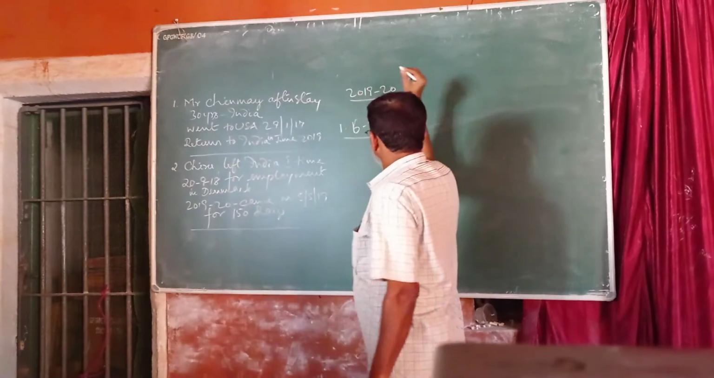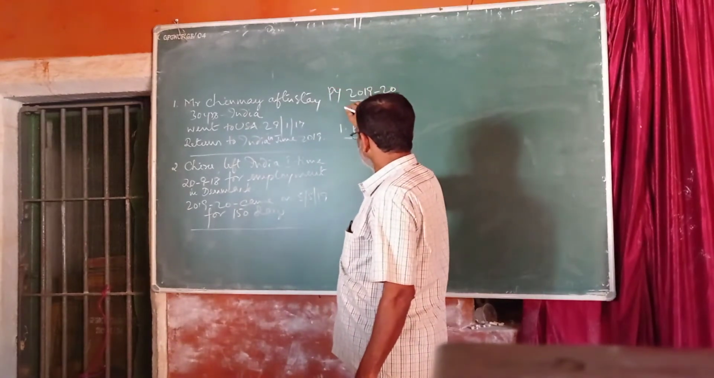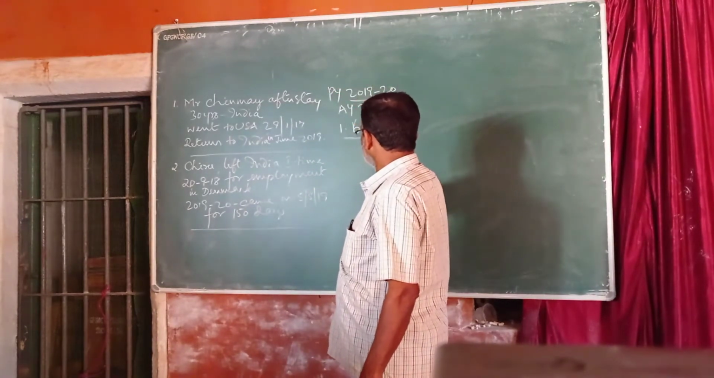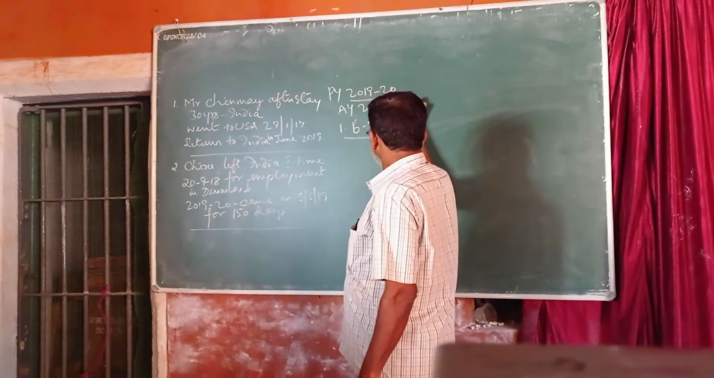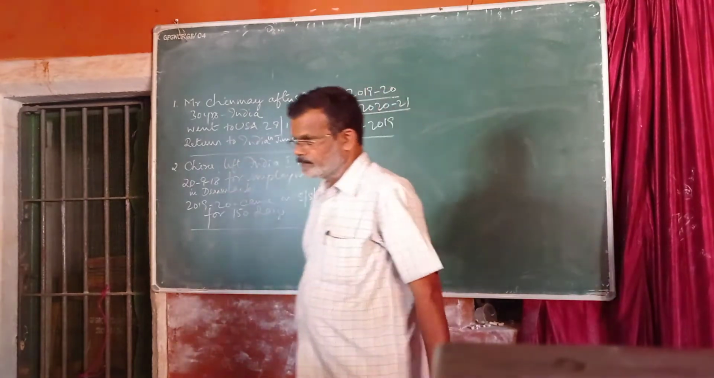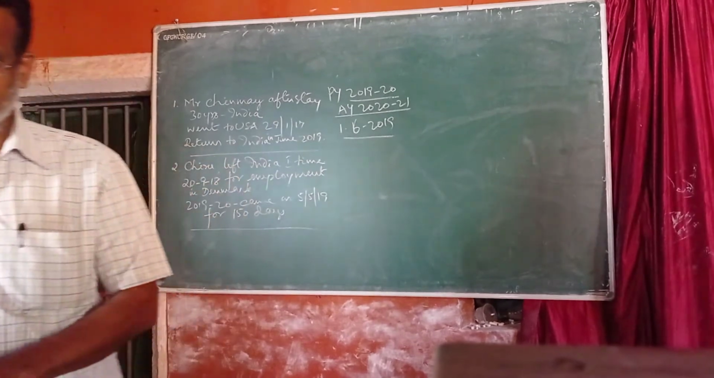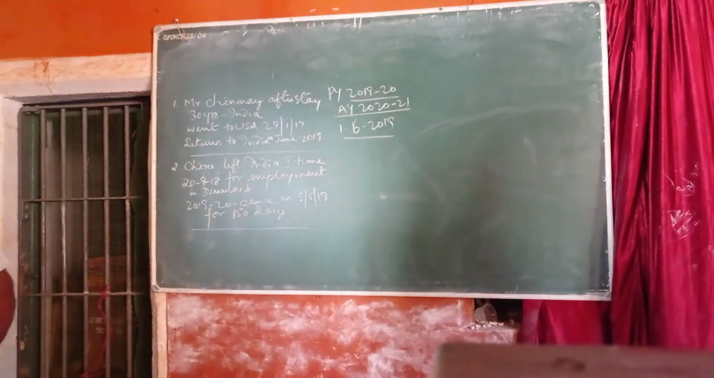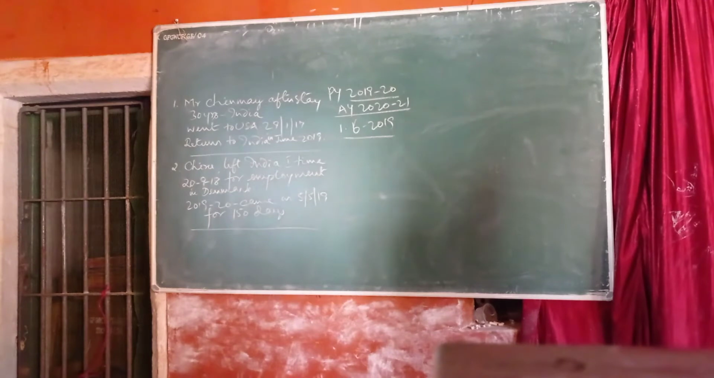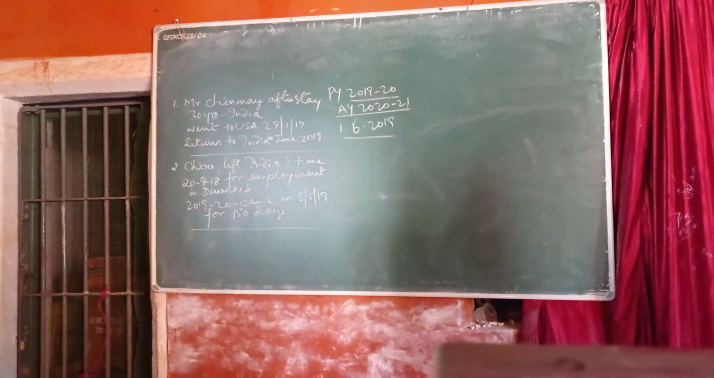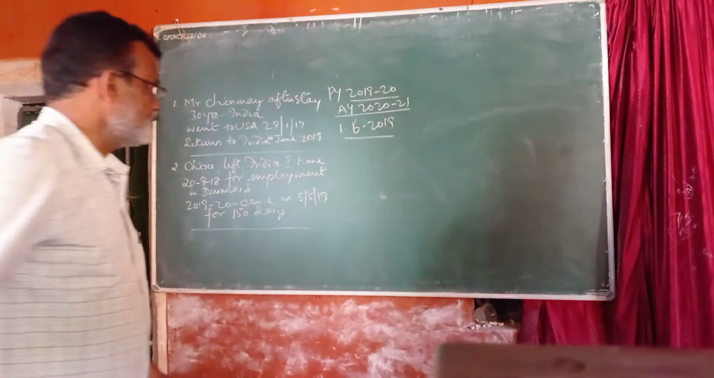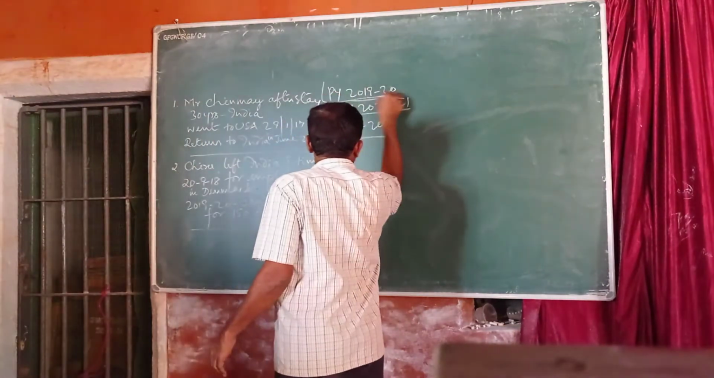2019-20, that is, for the assessment year 2020-21. Once again I remind you, for your study purpose, the previous year is 2019-20 and the assessment year is 2020-21. How to determine the resident status for the previous year 2019-20?